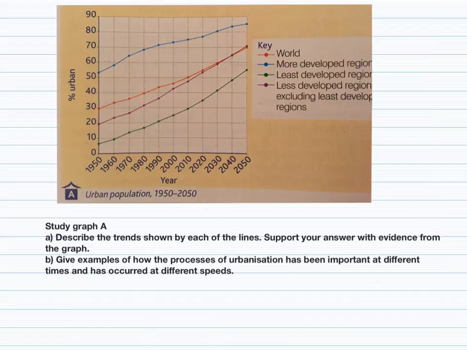Okay, so the command word there is describe. And it says shown by each of the lines, so it wants you to talk about each of them. You've got the red one there, which is the whole world. The blue one, which is more developed countries. The green one, which is the least developed countries. And then you've got the purple one, which is the less developed regions. And then you've got the years along the bottom and the percentage of people living in the urban areas.